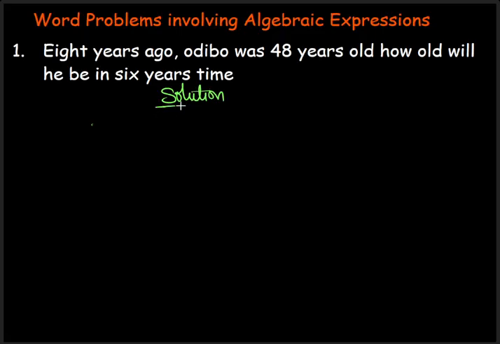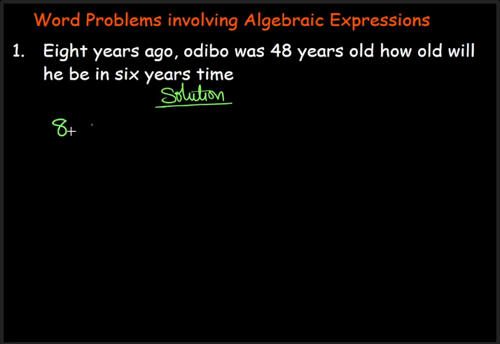Now, the last time we did word problems, we talked about word problems involving fractions. So this is our next episode on word problems. 8 years ago, Odibo was 48 years old. In word problems, you have to carefully interpret the statement into mathematics. That's the key in word problems. You must be able to carefully interpret the statement into mathematics.